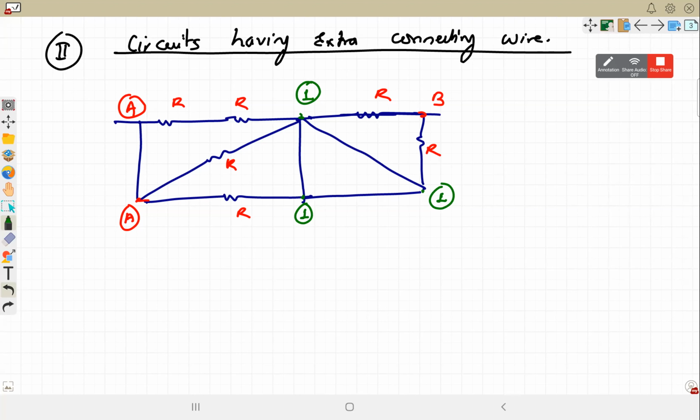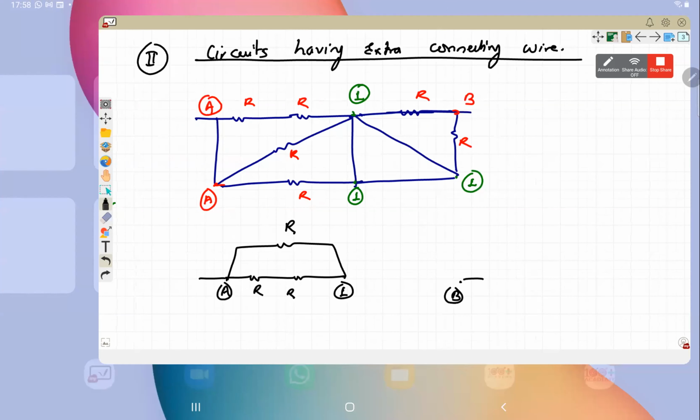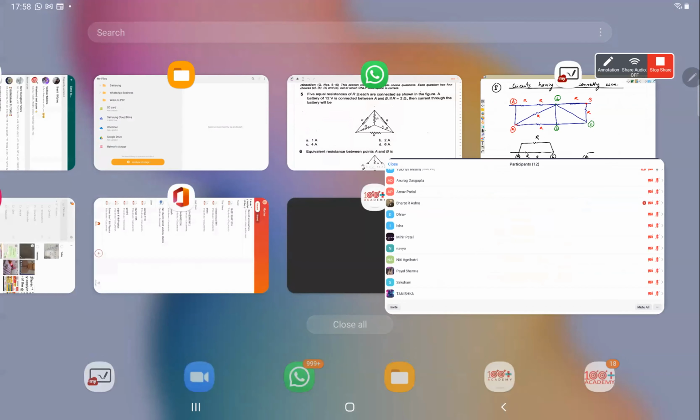Right. So when we join this, we have to redraw the circuit by taking A and B at the terminal, one in between. So between A and 1, there are two resistances R and R in series. Then there is another resistance of R. Then there is another. Please solve this. I think we know how to solve this.